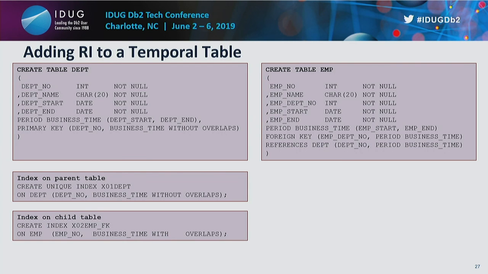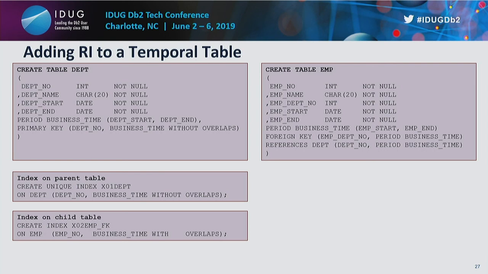Here is an example that I pulled off, where we have your typical department and your employee. I've set up the department as the parent. It has the business time of department start, department end, and the primary key is the department number and the business time without overlaps. I've created a unique index, so it must be without overlaps. That means I can only have a particular department number for that period of time, between that start date and end date. That's when I can have that department.